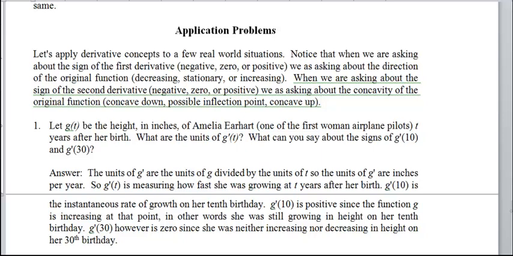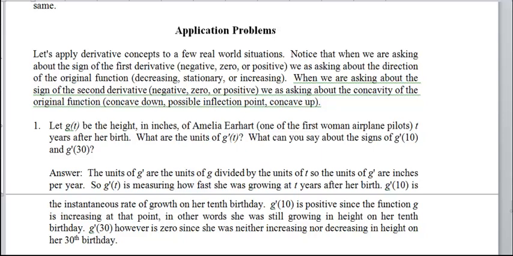So G prime of 10 is the instantaneous rate of growth right on her 10th birthday. Notice G prime of 10 is positive. Since we're asking about whether the sign of G prime is positive, we're asking about whether the original function is increasing or decreasing at that point. Well, when she's 10 years old, she's still growing in height, so G prime of 10 is positive. If G prime of 10 happened to be 4, then that's saying at that point she's growing at a rate of about 4 inches per year. We don't know what it is because it didn't tell us, but we do know it's positive because a 10-year-old girl is going to be growing in height.